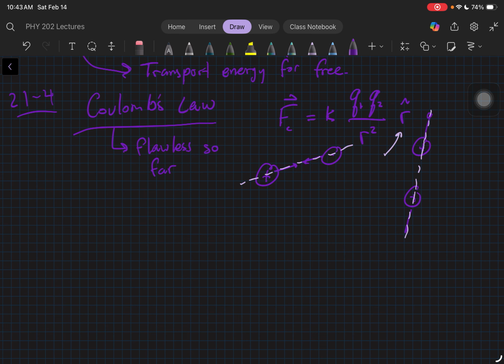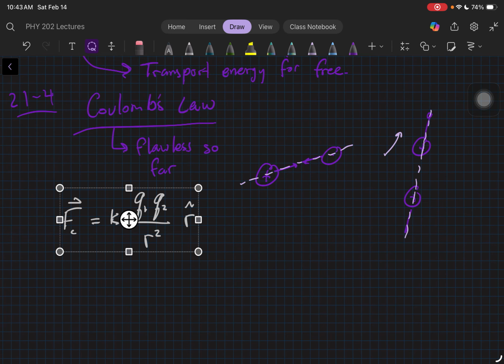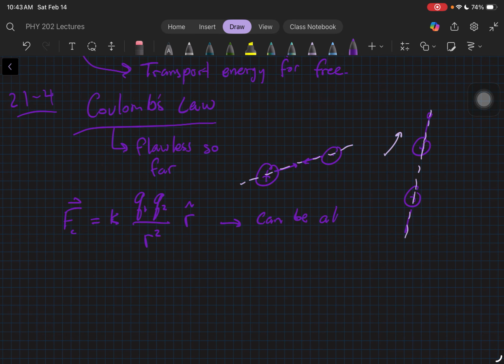And so the cool thing about Coulomb's law, let me pull it down here so we can deal with it a bit more, is it can be attractive or repulsive, and that's going to depend on the relative signs of the Q's, right? If you have both positive or both negative, then you get a positive force. If one's positive and the other's negative, you get a negative force, meaning that it's pointing towards the other object.